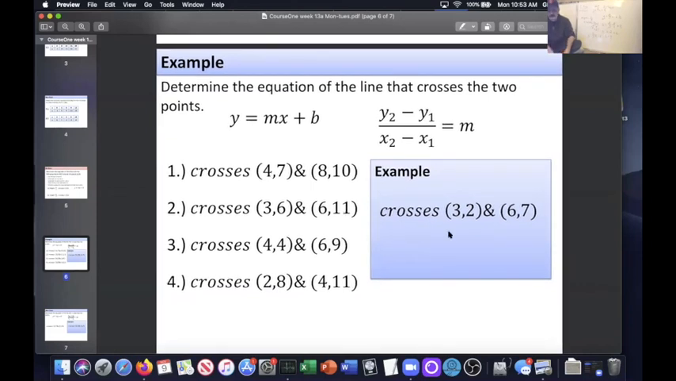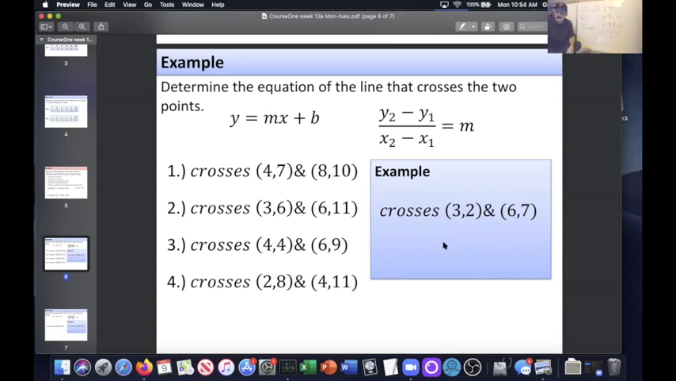Okay? So the first thing we got to do here is we got to get the slope. We don't know the slope right now. All we know is that the line we're trying to find crosses these 2 points. All right, so we have 2 pairs of XY values. And what line would it be that crosses those 2 pairs of XY values?